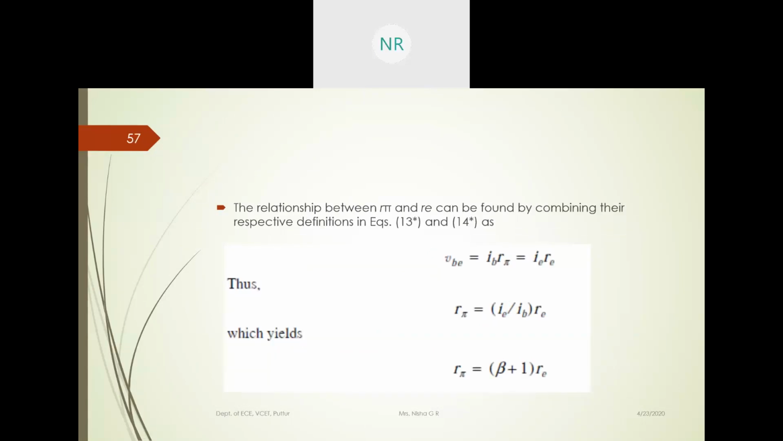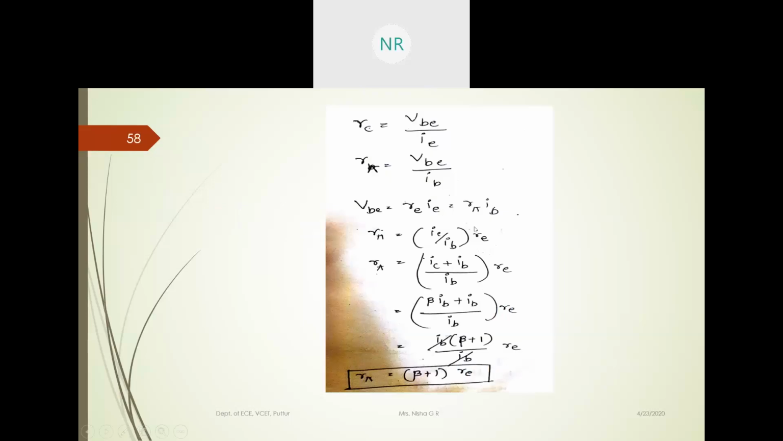Next, we need to know the relation between the two resistances, R pi and RE, that is, the input resistance with respect to the base and the input resistance with respect to the emitter. So when you equate these two, RE we know is VB by IE, and R pi is VB by IB. So VB is common in both equations. I can write VB as RE into IE, which equals R pi into IB. So what is R pi? Taking IB to the other side, R pi is IE by IB into RE. What is IE? I'm writing it in terms of IC and IB. So it is IC plus IB.